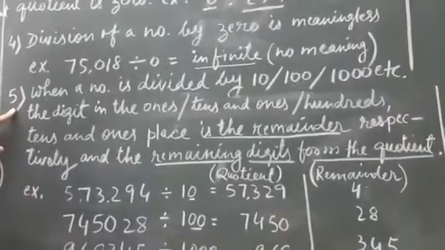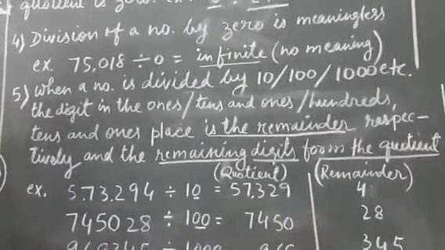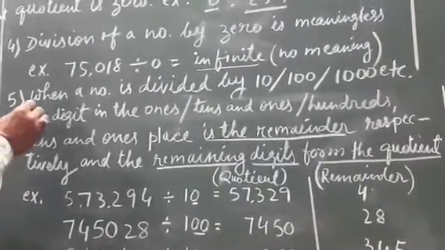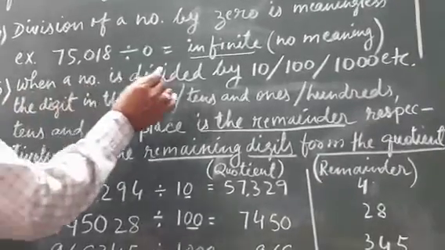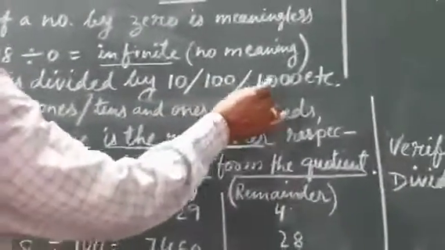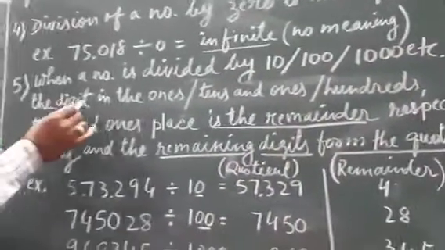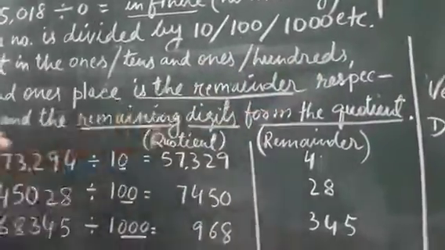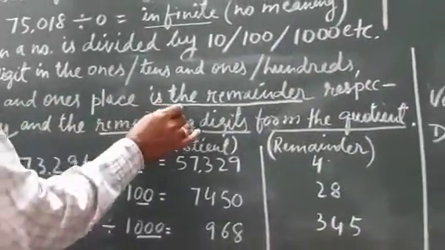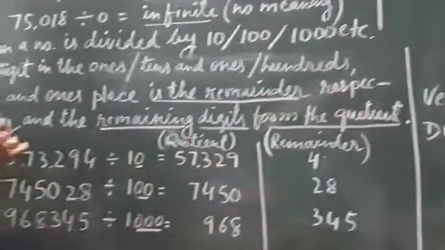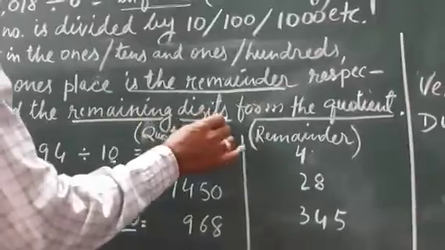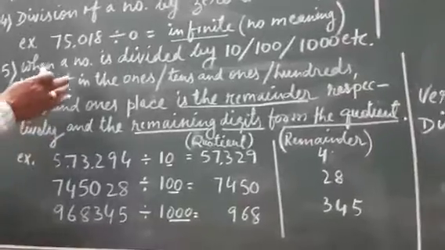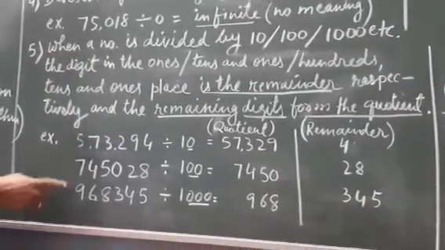The fifth property of division is very important. It is very useful in performing division. It is when a number is divided by 10 or 100 or 1000 etc. The digit in the ones, or tens and ones, or hundreds, tens and ones place is the remainder respectively, and the remaining digits form the quotient. Let us understand this property with the help of a few examples.